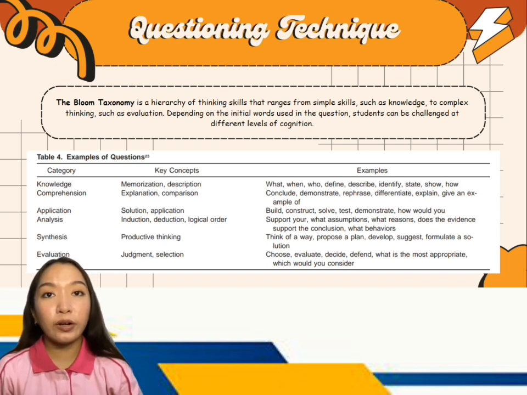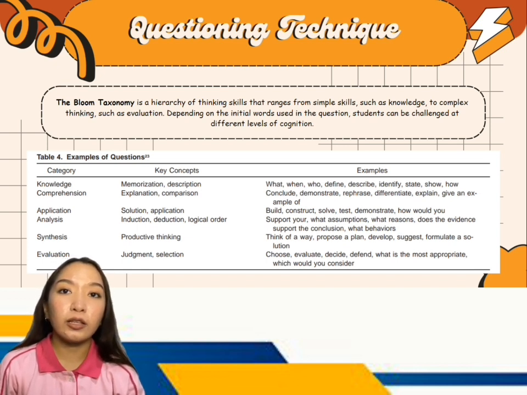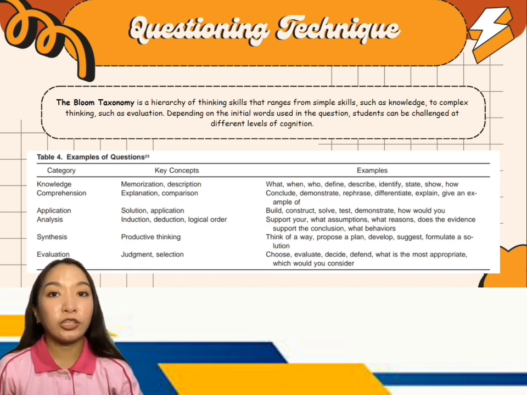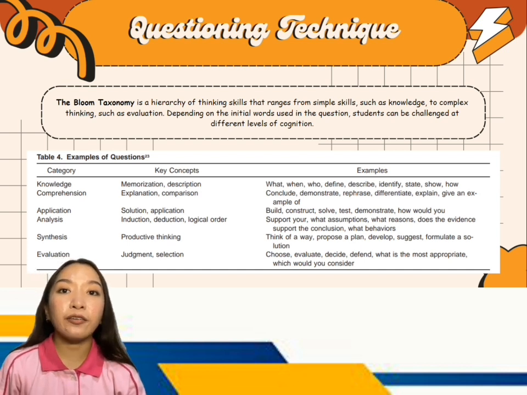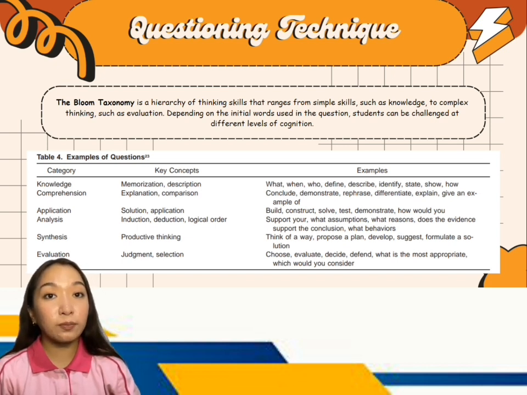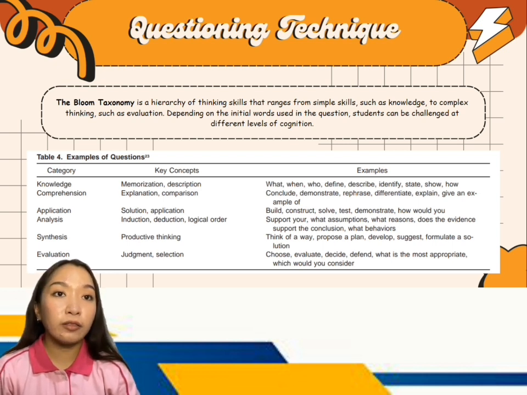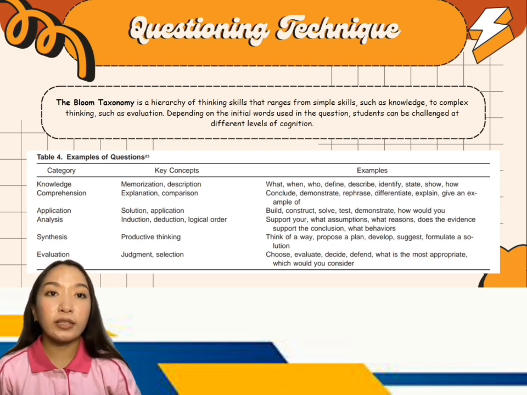Below is Table 4, examples of questions. We have 4 categories: knowledge comprehension, application analysis, synthesis, and evaluation. Knowledge comprehension, its key concepts are memorization, description, explanation, and comparison. Examples of these words and/or phrases are what, when, who, define, describe, identify, state, show, how, conclude, demonstrate, rephrase, differentiate, explain, and give an example of.